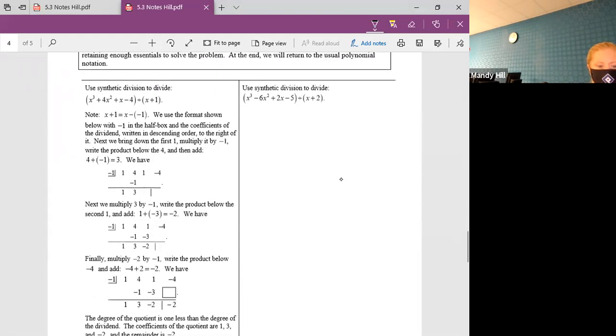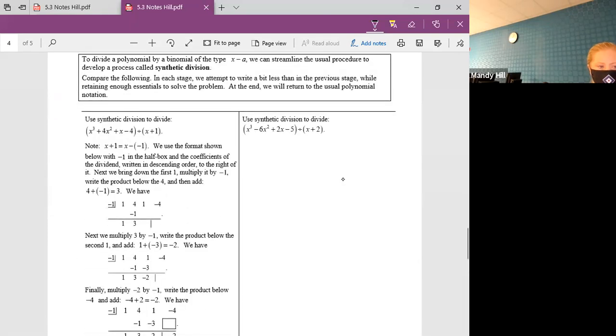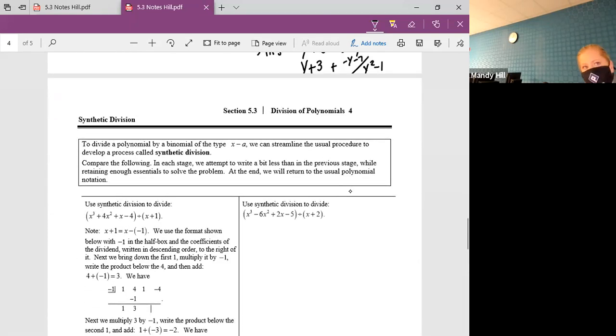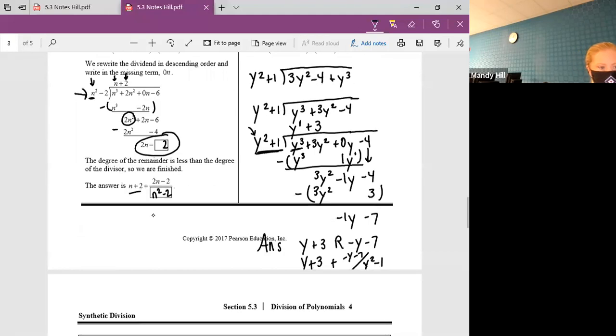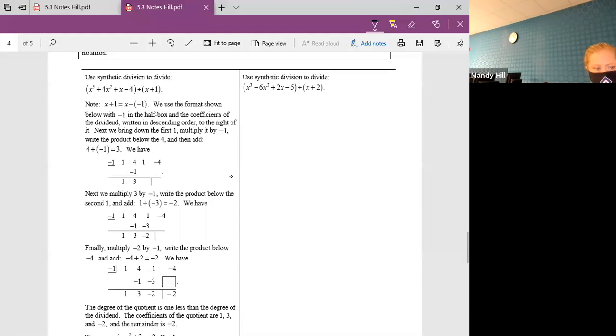Synthetic division is a piece of cake. This is going to go a lot faster. I will go slow, explaining the process, but you can't use synthetic division on all the problems. It's just for when you're dividing by x to the first, like this one. The ones up here that have y squared plus 1, you don't want to do synthetic division.